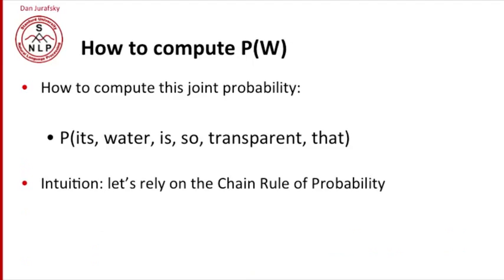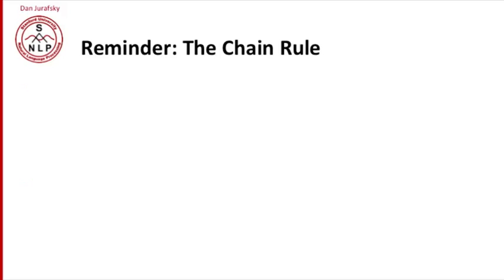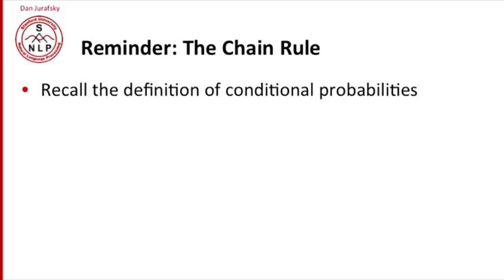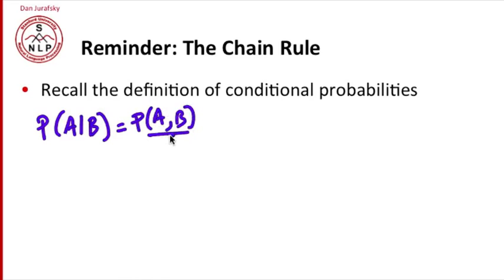So how are we going to compute this joint probability? We want to compute, let's say, the probability of the phrase "its water is so transparent that," this little part of a sentence. The intuition for how language modeling works is that we're going to rely on the chain rule of probability. Just to remind you, let's think about the definition of conditional probability. P of A given B equals P of A comma B over P of B.